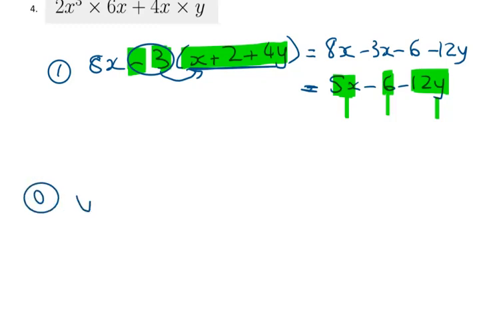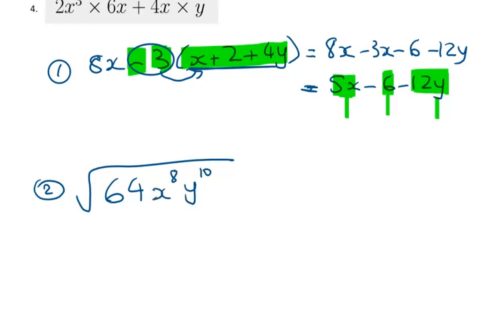Question 2 is one that we actually teach you back in year 9, but that most of you will have forgotten. Here we are. We want to find the square root of 64, x to the power of 8, y to the power of 10.